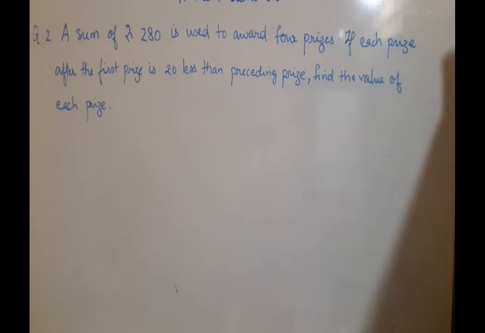If each prize after the first prize is 20 less than the preceding prize, find the value of each prize. So what are they telling you here? It's a simple sum. You have got some rupees for the first prize. The second prize is 20 rupees less than the first prize.